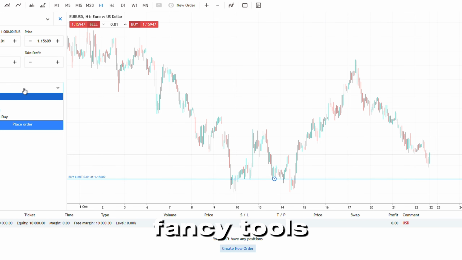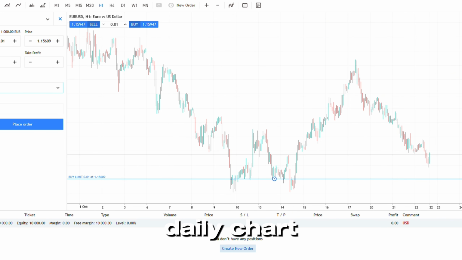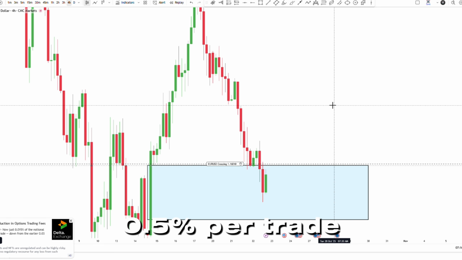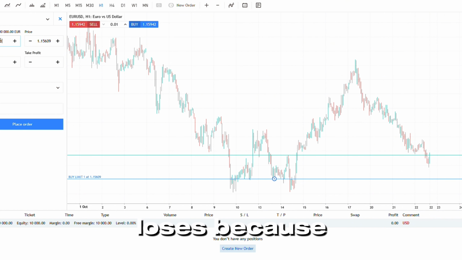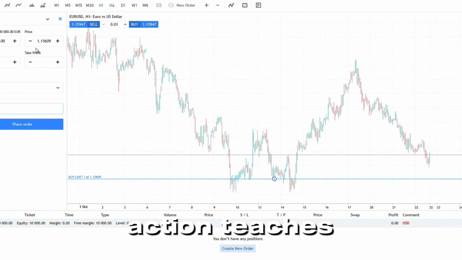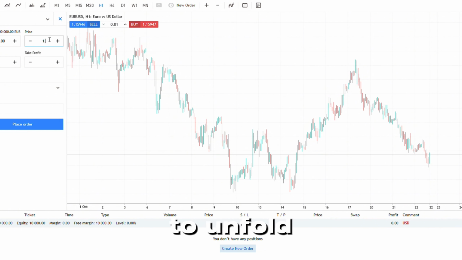No need for fancy tools, just a clean 5-minute or daily chart on TradingView. Risk 0.5% per trade. Focus on London overlap, 2:30 p.m. IST, and you're set. Remember, 90% of retail loses because they chase. Price action teaches you to wait for the story to unfold.